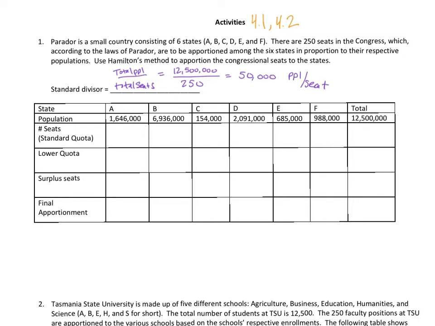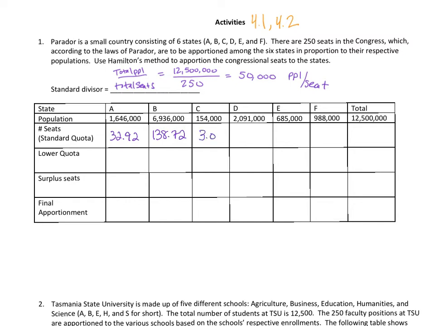So then we go to this chart and we want to calculate the exact number of seats that each state would get by allotting them 1 seat for every 50,000 people. So you want to divide the state's population by 50,000, right? How many sets of 50,000 people do they have? So 1,646,000 divided by 50,000 is 32.92. And then 6,936,000 divided by 50,000 is 138.72. And then we just keep doing this, divide the population by the number of seats.